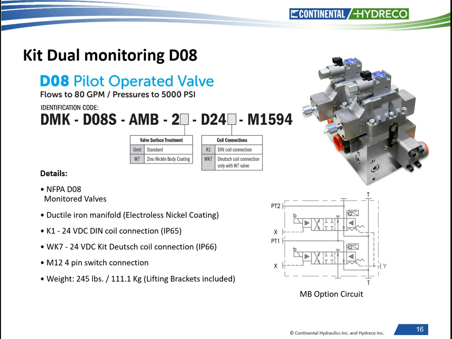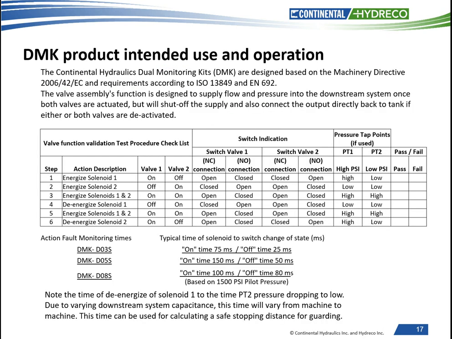Again, we said safety needs to go all the way through. This guy weighs in at about 250 pounds. So as you're looking at the photo, you will also see lifting eyes. We would rather have you use the correct equipment for lifting this rather than trying to muscle it around. Again, safety needs to go all the way through the designs. When you receive a dual monitoring kit, you'll also receive a document to help you validate that the product is functioning correctly as designed.